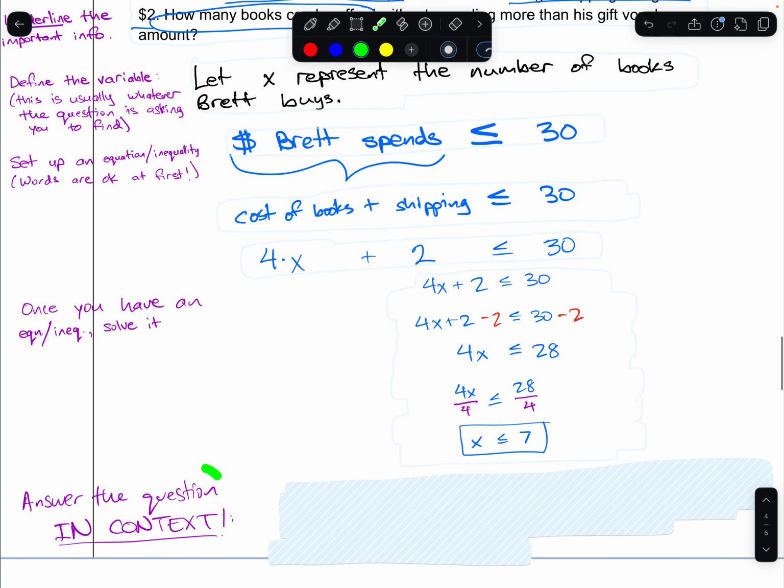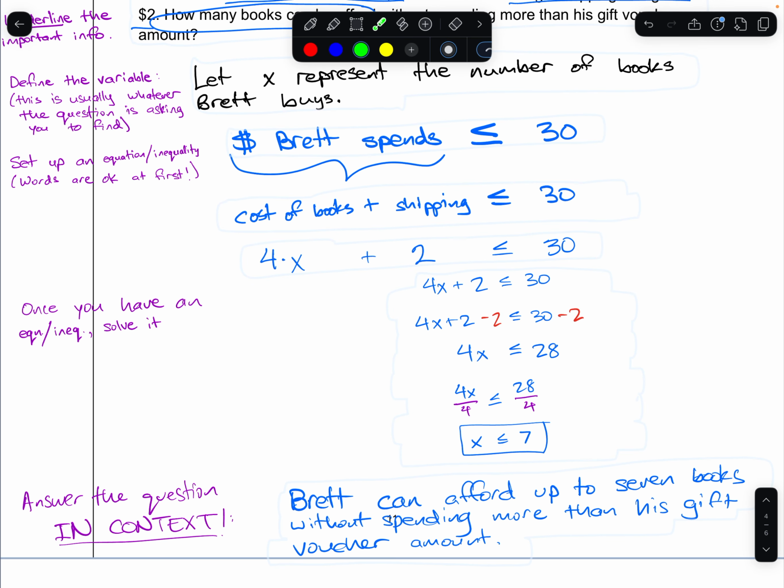But for every word problem, you should always answer the question in context. Remember, X is the number of books he buys. So our final answer should be something in words. Brett can afford up to 7 books without spending more than his voucher.